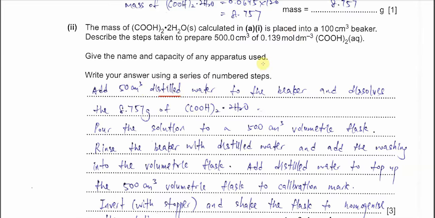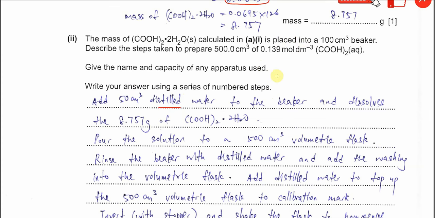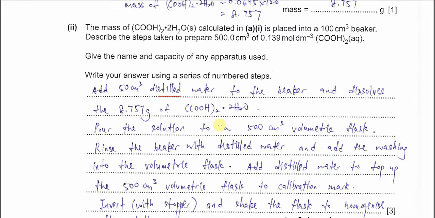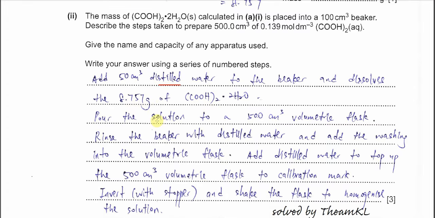because the beaker already has the solid acid in there. So we need to put a small amount of water to dissolve the 8.757 grams of the acid. Okay, once it's dissolved, then we need to pour the solution in the beaker into a 500 cm³ volumetric flask, because we need to prepare 500 cm³. So the VF that we use must be 500 cm³.